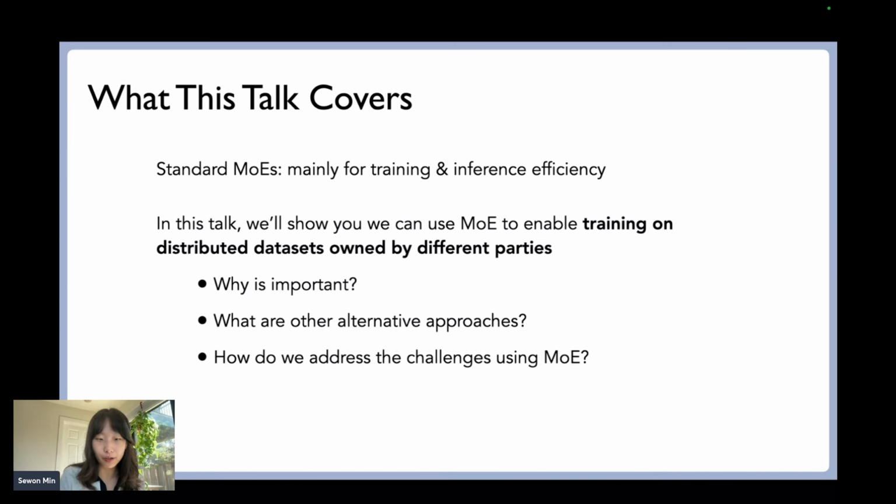I'll also talk about what the alternative approaches are, either not using mixture of experts or using mixture of experts. And I'll also talk about what challenges there are in those approaches. And then we'll talk about our method, which is using mixture of experts, and we'll tell you how we are addressing the challenges that I mentioned previous approaches have.